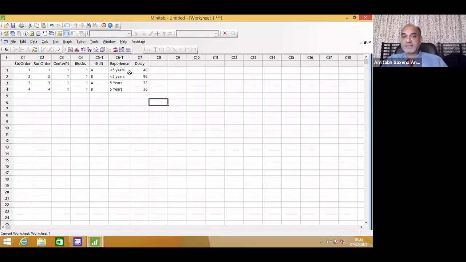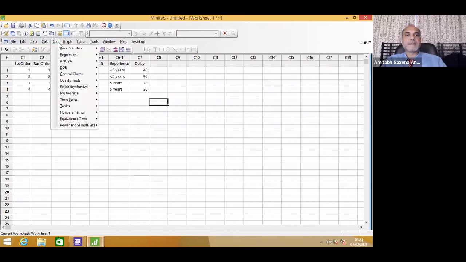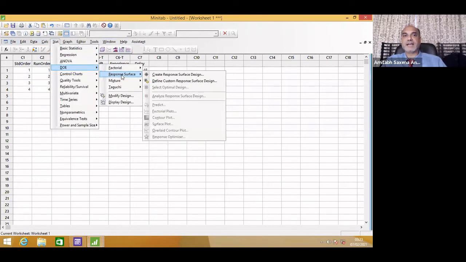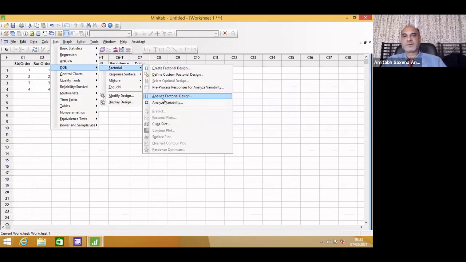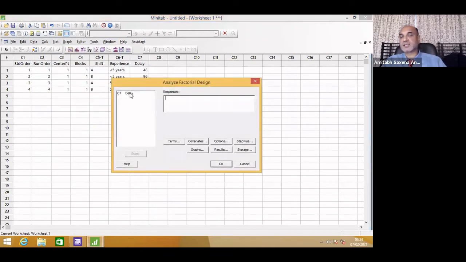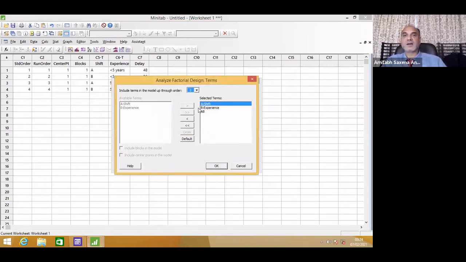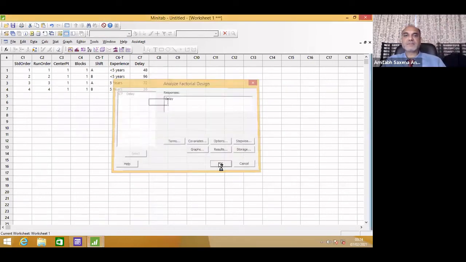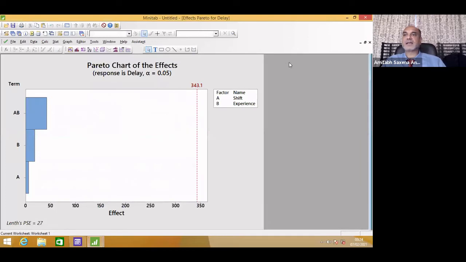Okay, so now we have collected the data. Once we have collected the data, I will analyze. So analyzing the factorial design, the delay, the response, that's what I'm studying. And the terms which are available for me to analyze are shift, experience, and the interaction term as well, which Minitab takes care of automatically.